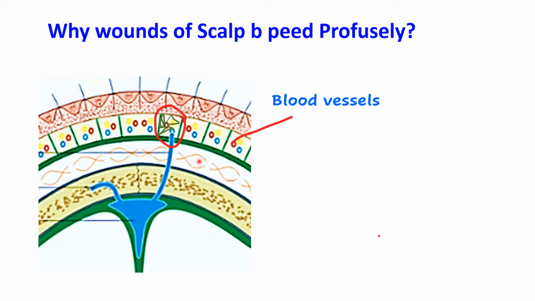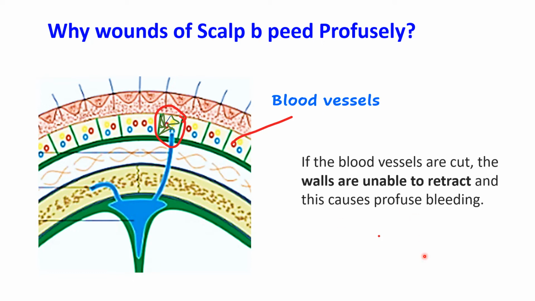Suppose there are a lot of wires around a circumference and those wires are attached somewhere else, so what will happen? They will not let that luminal structure collapse. So this is what happens here also. The vessels will remain open, the lumen will remain open, and that's why the wounds will bleed profusely. So the main reason is that the walls of the blood vessels passing through the second layer are attached to the fibrous network in the second layer and are unable to retract, and this causes profuse bleeding.